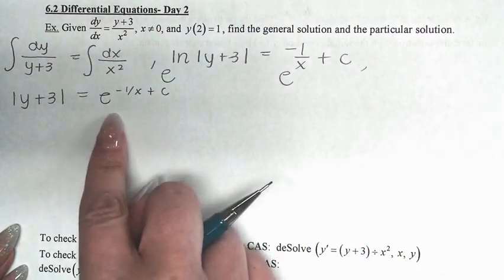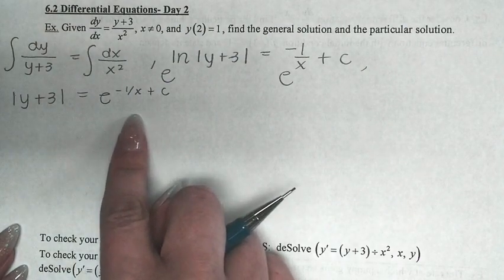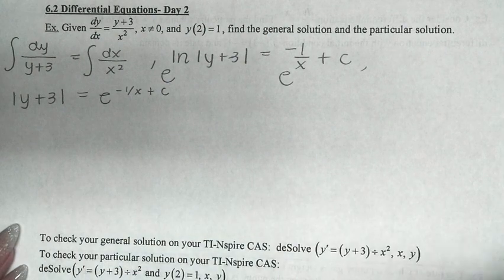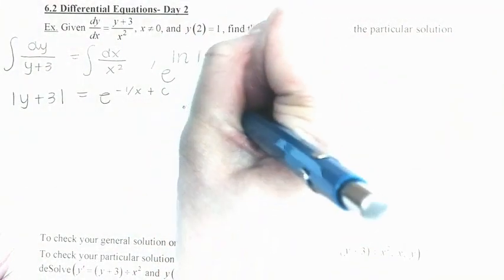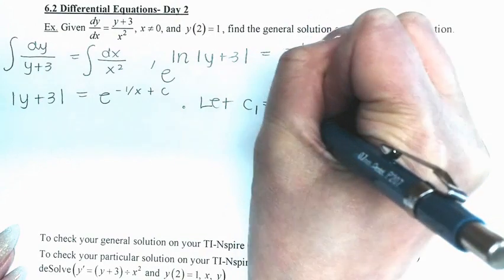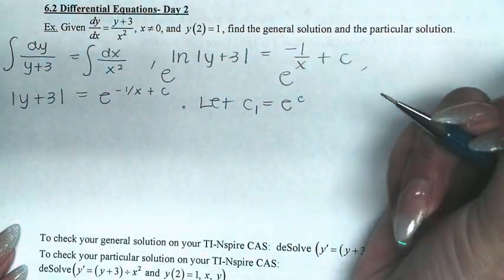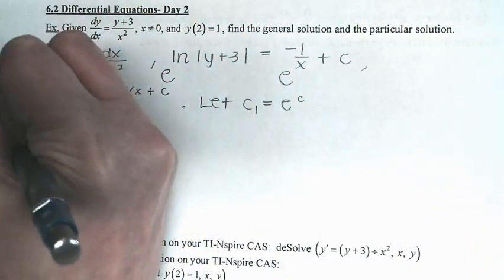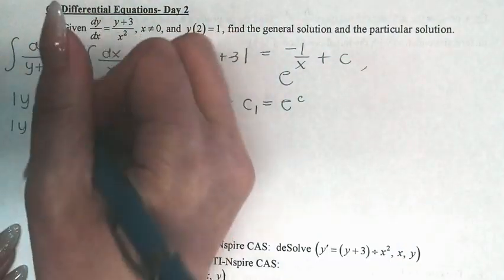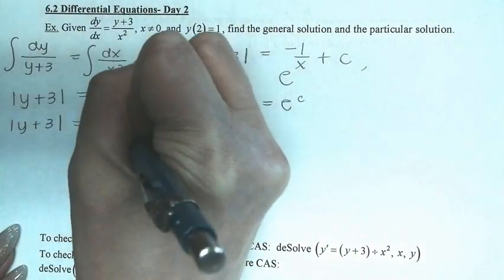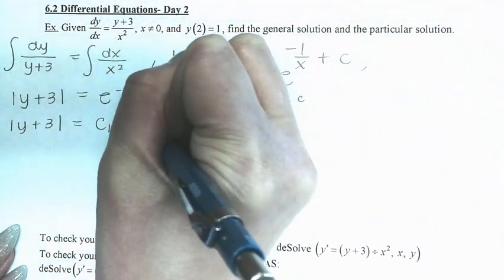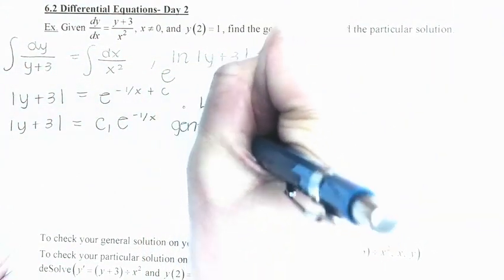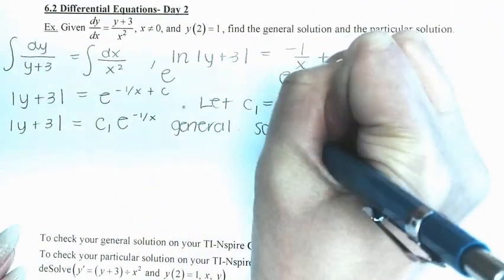But over here, I really don't like, and you're going to see in the future, that e to the power of c is not a good notation, okay? So I'm going to let c1 be equal to e to the c. So this general solution, I'm going to convert it to the absolute value of y + 3 equal to c1 times e to the negative 1 over x. And this is going to be the general solution that I'm going to use, okay?